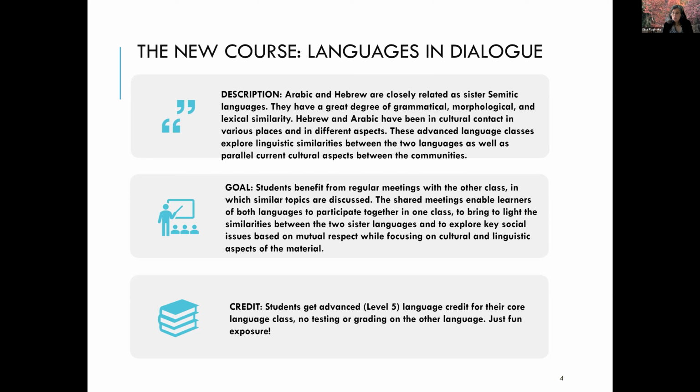Credit. What do the students get in terms of language credit? The students get advanced third-year, level 5 language credit for their core language, which means our students will get credit for an advanced Arabic class. My students will get credit for an advanced Hebrew class, and the exposure to the other Semitic language is just a very low-key, fun, basic exposure and exploration. So there's no risk involved, but it is actually a bonus that our class is offering to these students.